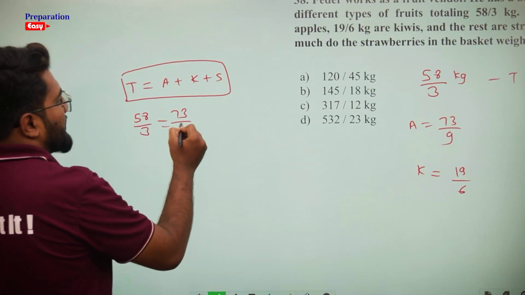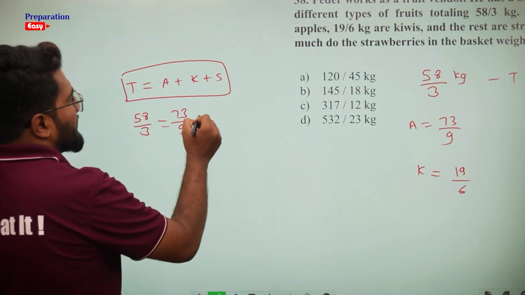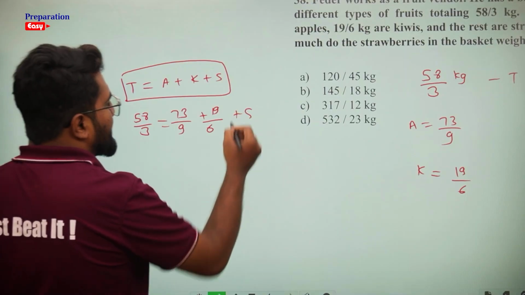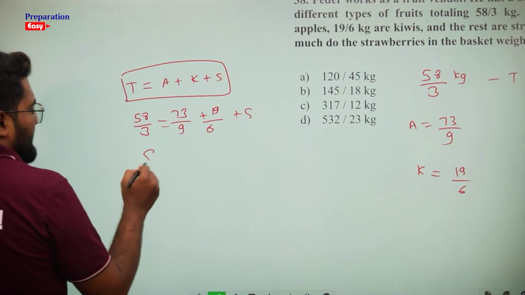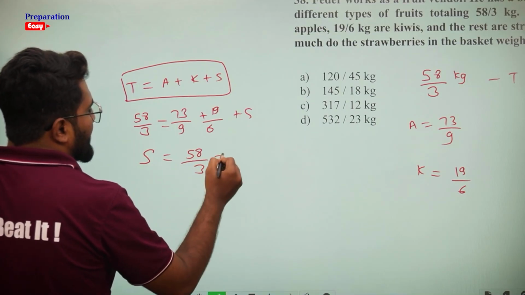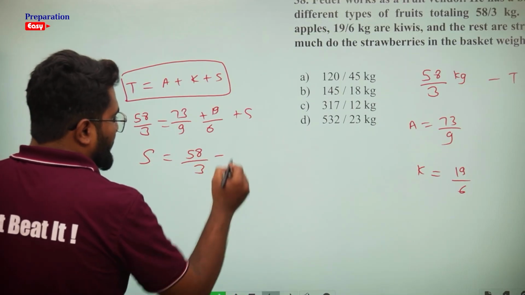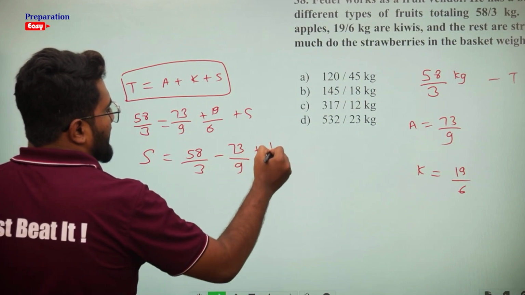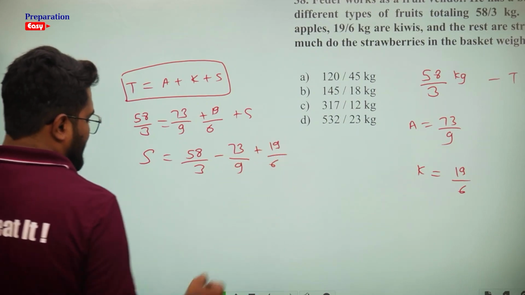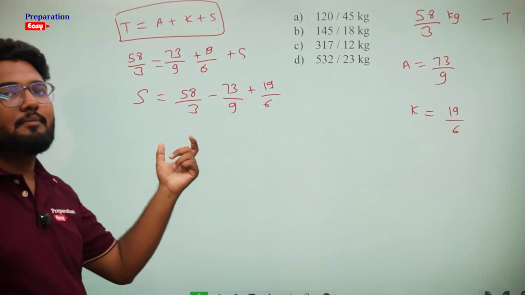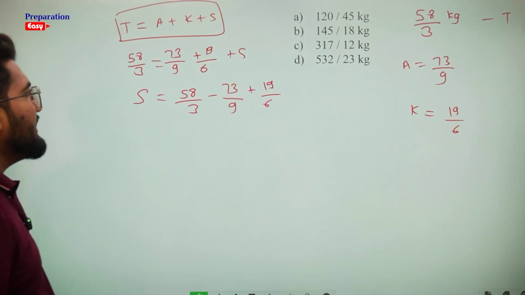73 upon 9, and kiwis are 19 upon 6, and the rest are strawberries. So I will keep strawberries on one side and subtract from 58 by 3: 58 by 3 minus 73 upon 9 plus 19 upon 6. Okay, 19 upon 6. So what is the LCM? LCM will be 18.